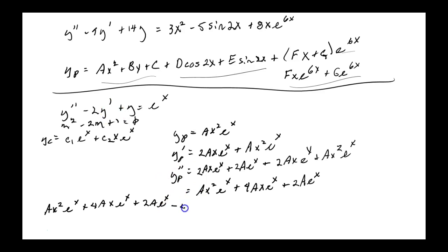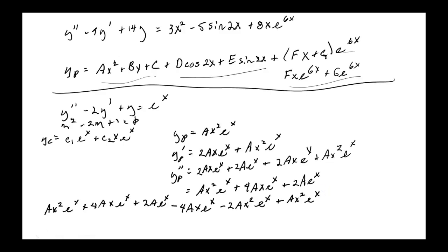That's going to be minus 4ax e to the x minus 2ax squared e to the x. I didn't put those in the order you suggested. Sorry about that. We can live with it. Okay? And then the y is just plus ax squared e to the x. And supposedly that all is equal to e to the x. Where would you like to begin?